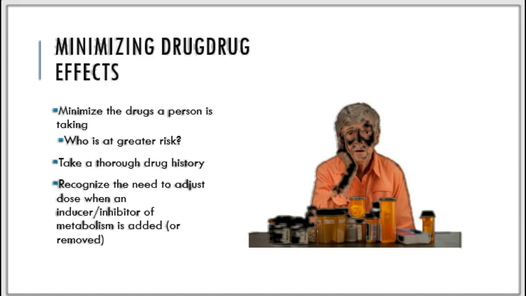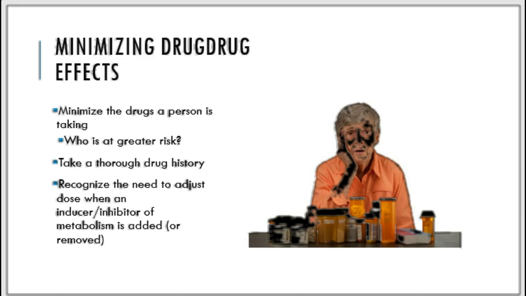Okay, we also have minimizing drug effects. How are we going to do this? First way is to decrease the number of drugs people take. And who do we think are at greatest risk? The populations at greatest risk with taking many drugs are usually the elderly, or people with chronic diseases, or two or more chronic diseases.